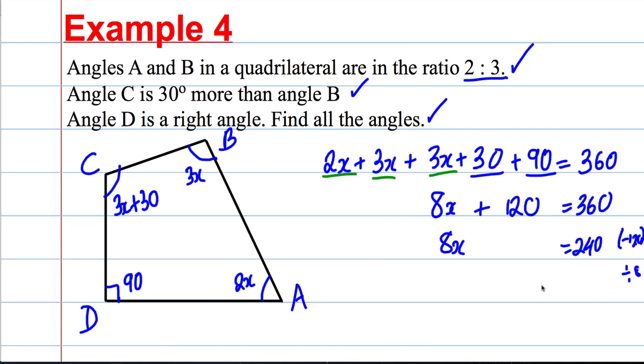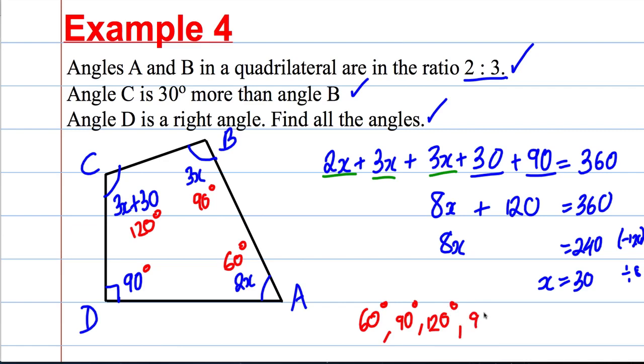Divide by 8. X is therefore equal to 30. It says find all the angles. Well, this is 90 degrees. 2 times 30 is 60 degrees. 3 times 30 again is 90 degrees. And 90 degrees plus 30 is 120 degrees. So state the angles. They're 60 degrees, 90 degrees, 120 degrees, and 90 degrees.